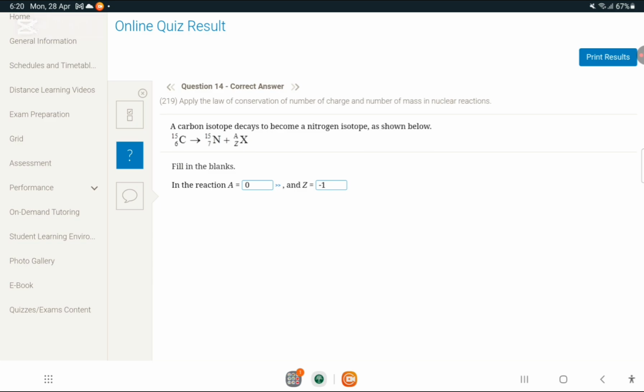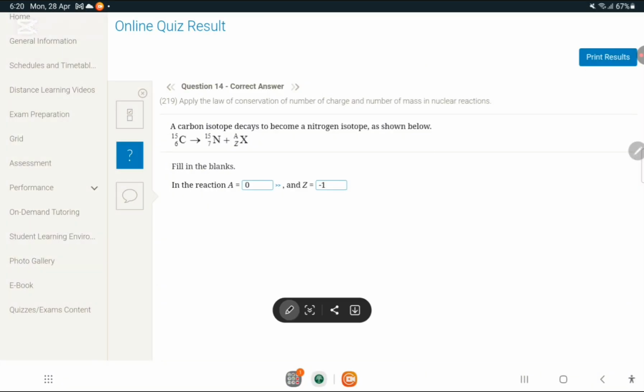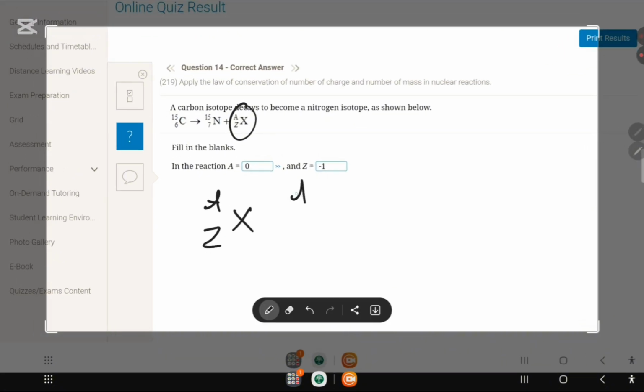A carbon isotope decays to become a nitrogen isotope as shown below. This is really simple. Let me just write. Firstly, they want us to find A Z X, okay? They just want us to find A and Z. A is equal to, Z is equal to. Okay, for A, they say here C-15, which is on top, the mass number is 15, and N is 15, so A is 0. Immediately I can say it's a beta decay.